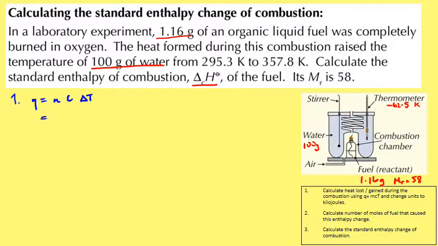So which mass is this? It's the mass of the water, because we've got 100 grams. We've got 100 grams times the specific heat capacity. If you remember, it's water we're heating up, so it's 4.18. And then we've got the temperature difference.